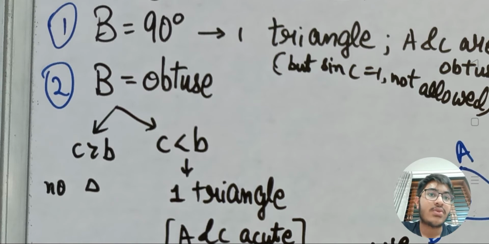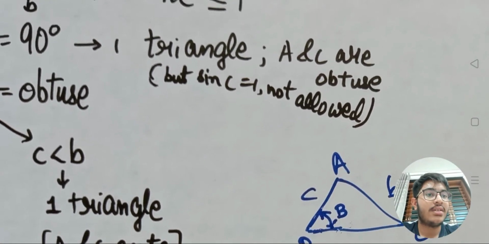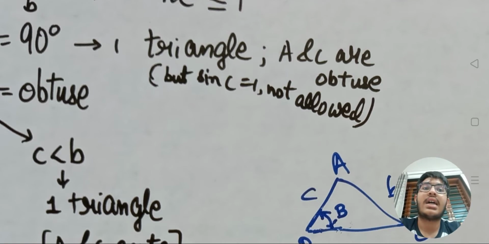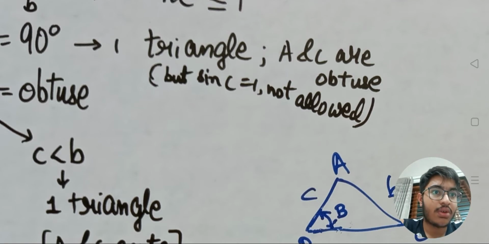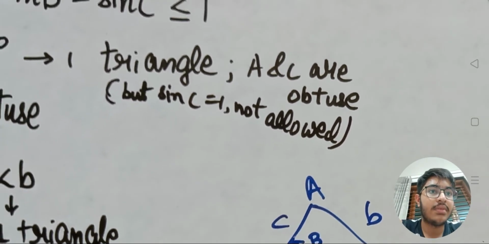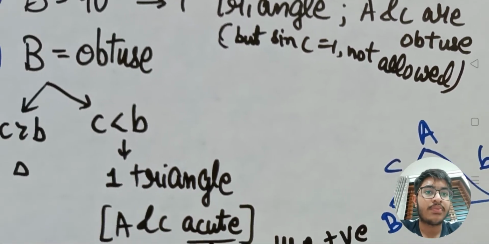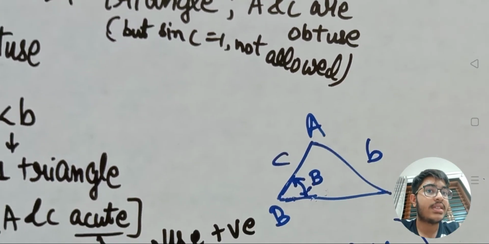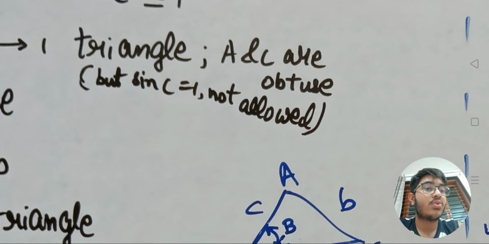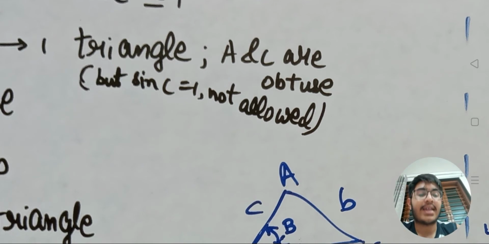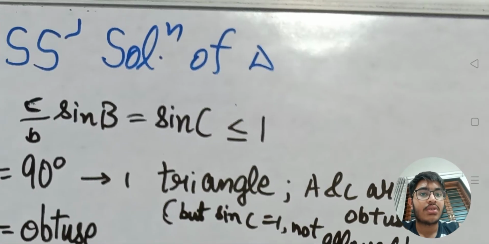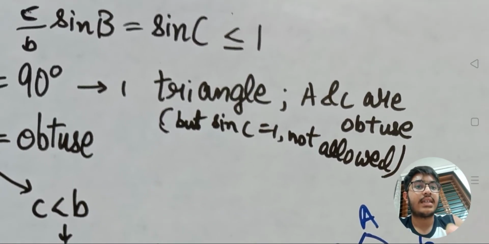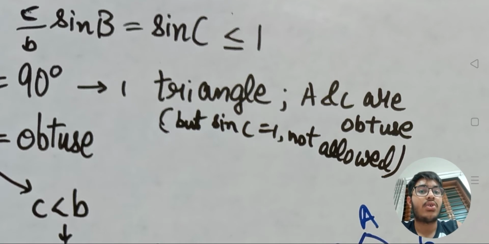If B is equal to 90 degrees, then it's simple. We get only one triangle as the solution, where angles A and C are acute. There's a small mistake I made while writing here. Angles A and C both are acute. And if angle B is given to be 90 degrees, remember that sine C equal to 1 is not allowed, because two angles in a triangle cannot be 90 degrees. So this rule here, we need to check that sine C is not equal to 1.